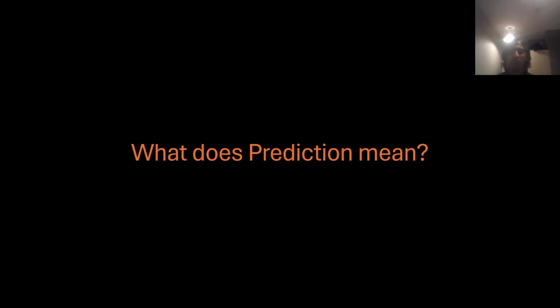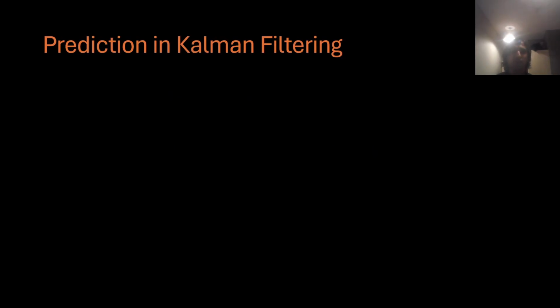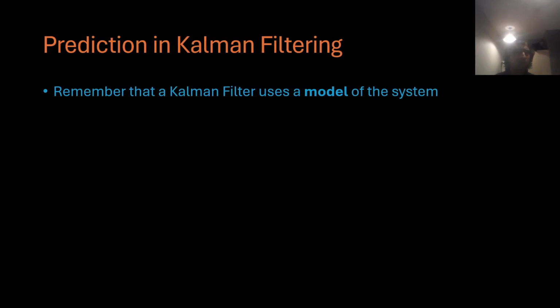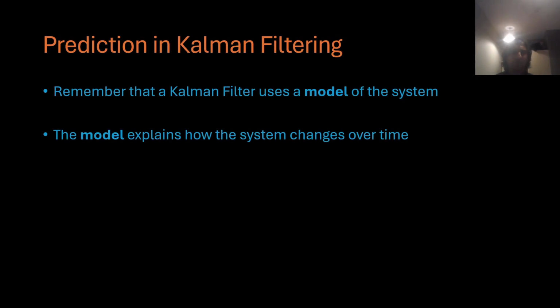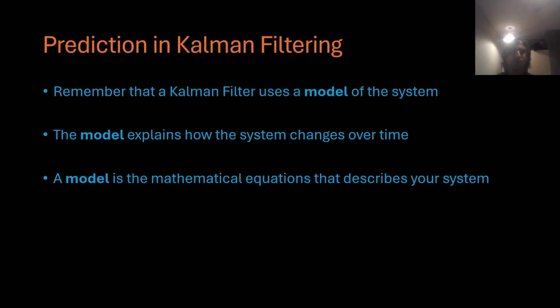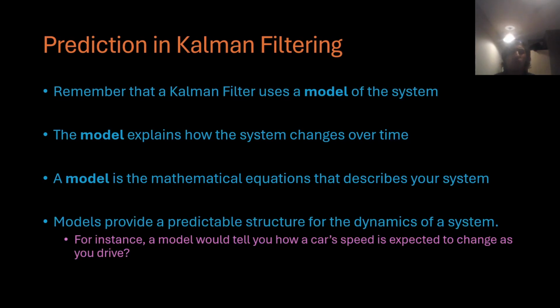So what does prediction mean in Kalman filtering? Remember that a Kalman filter uses a model of the system. The model explains how the system changes over time. Essentially, a model is the mathematical equations that describe your system. So why do we need a model to begin with? Well, models provide a predictable structure for the dynamics of a system.